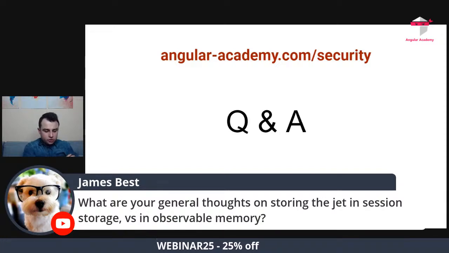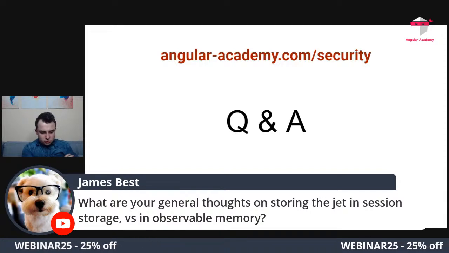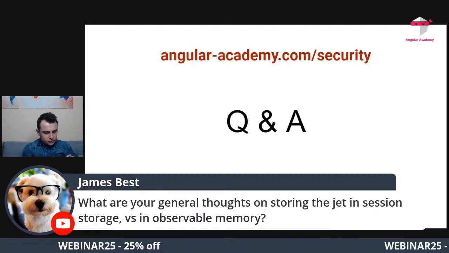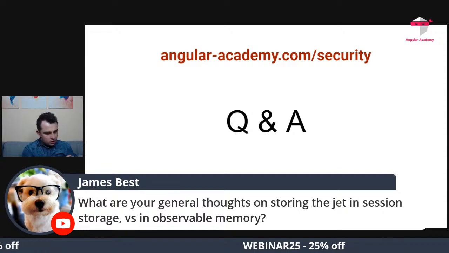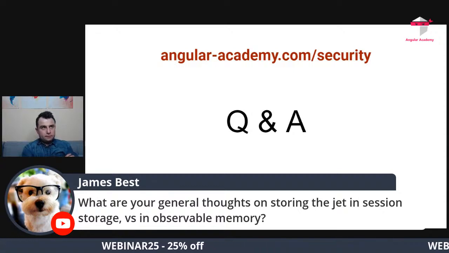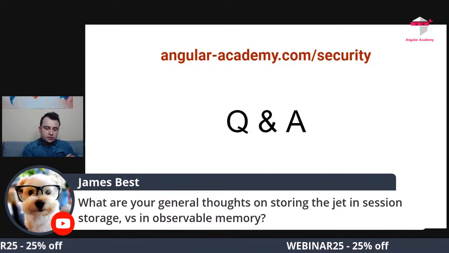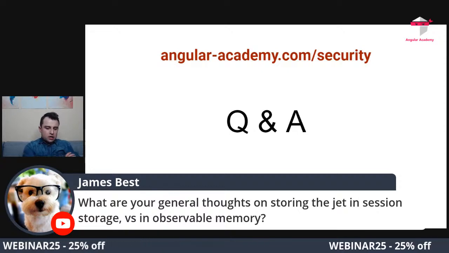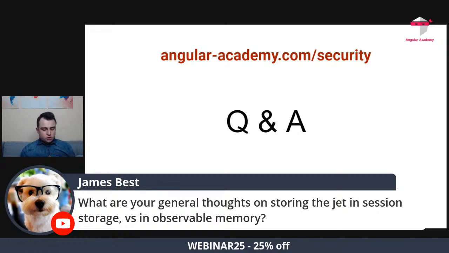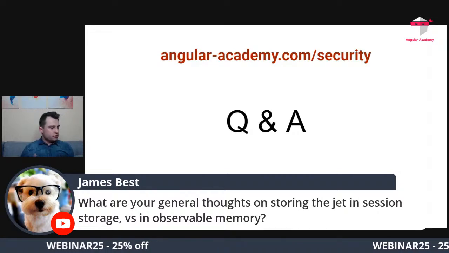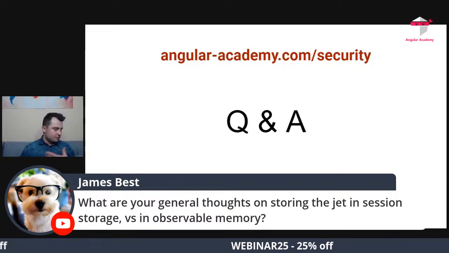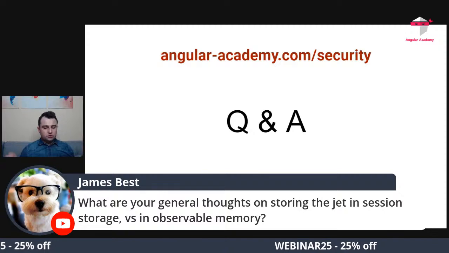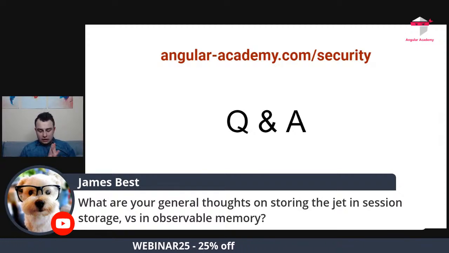What are your general thoughts on storing the JSON Web Token in session storage? I mean, the problem with tokens is that some people are afraid of storing it. First of all, what is the problem in storing the token? Some people may say it can be stolen, but if you want, you can store it only in memory, and you would need to find a way for this feature called "keep me signed in," keep me logged in.